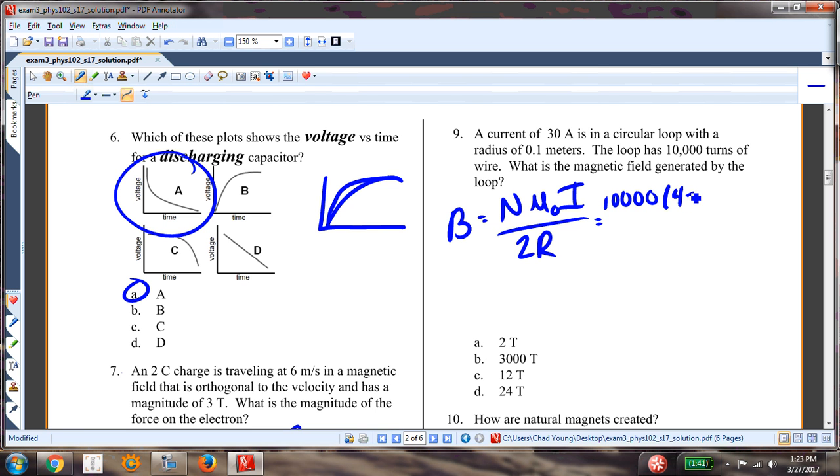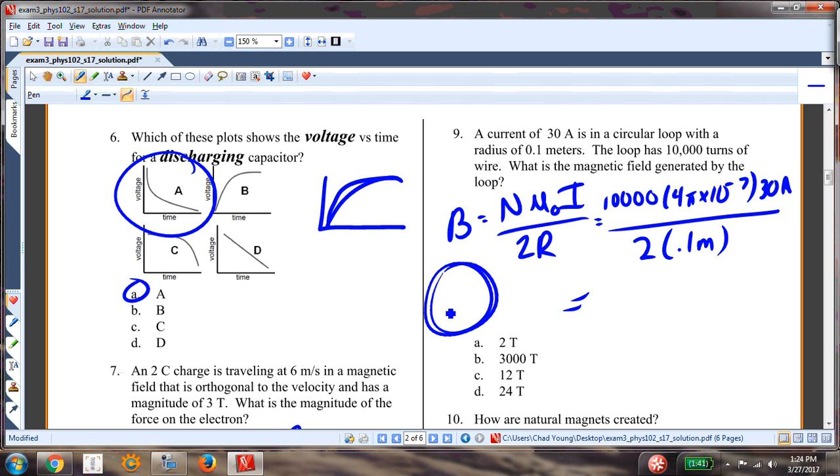10,000 times 4 pi times 10 to the minus 7, times I, which is 30 amps. That 10,000 is the number of turns, divided by 2 times 0.1 meters. And that gives you the magnetic field that's generated by this loop in the middle there. For number 9, it is 2 Tesla.